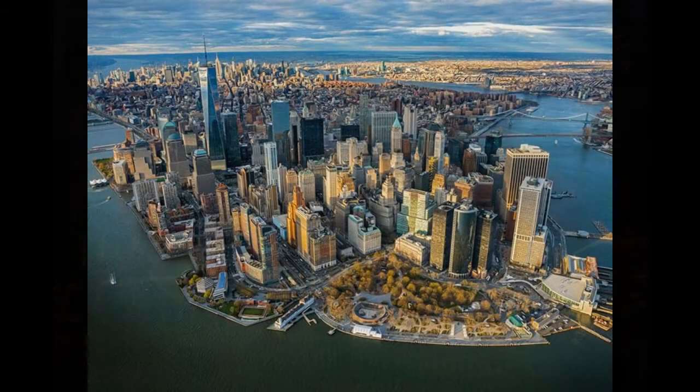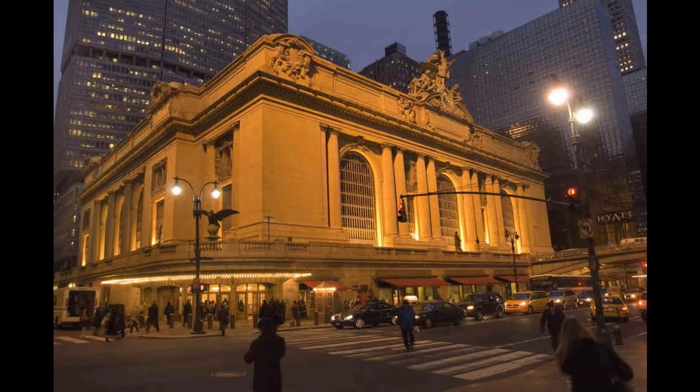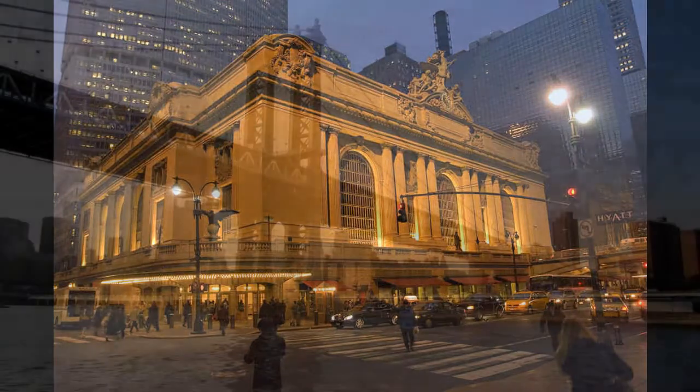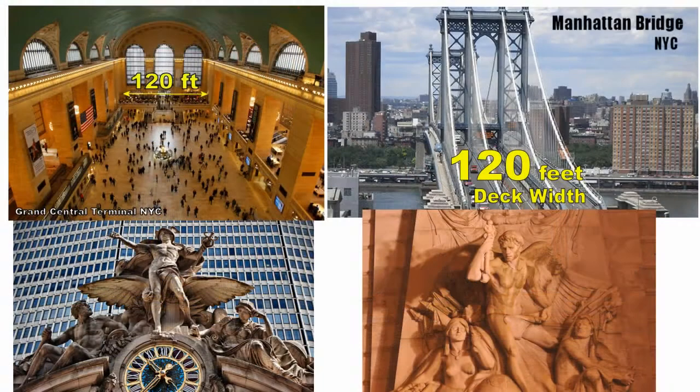And so to begin, we see New York. Manhattan will be the focus, and in part 2 especially, I went through some of the elements regarding Grand Central Terminal and also the Manhattan Bridge. Now part 2 was more in regards to the symbolic, mythological aspects of it, but for instance, Grand Central Terminal, the main concourse, 120 feet wide. Manhattan Bridge, 120 feet wide.